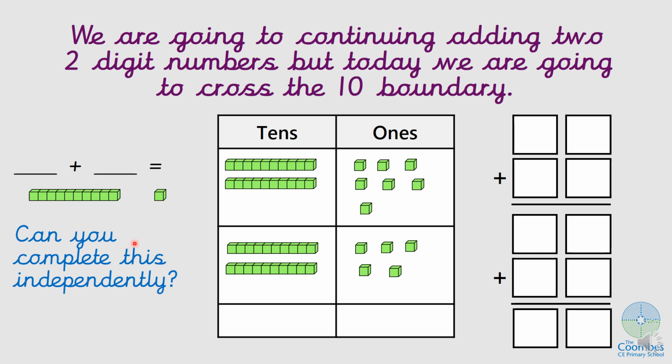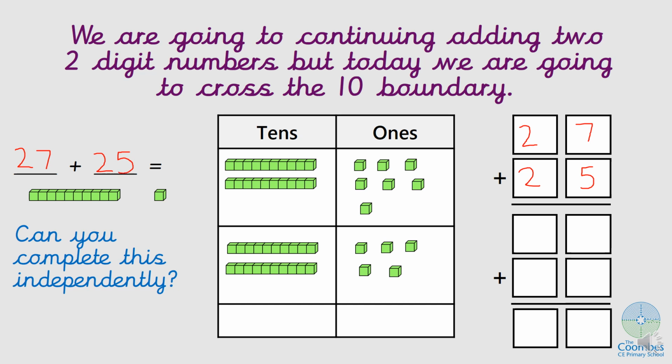Let's see if you've got it right. So our first number, we've got 2 tens and 7 ones. You should have 27 as your first number. And then we have 2 tens and 5 ones, so 2 tens and 5 ones is 25. So our calculation is 27 add 25.